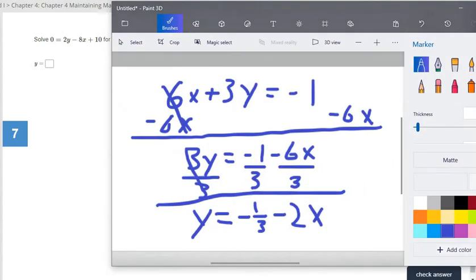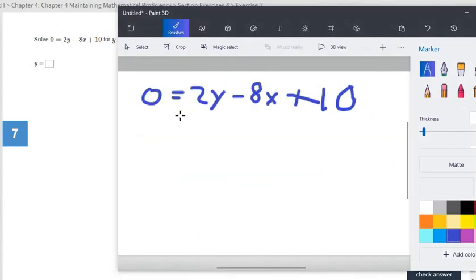All right, for our next one here. So here we have 0 equals 2y minus 8x plus 10. Again, it wants us to solve for y, so we need to keep manipulating this equation here until we have just y on this side of the equation, or this side. It doesn't really matter which side you go with. Now what we could do, we could add 8x to both sides, then subtract 10 from both sides, then divide, but we don't really need to do all that. Let's just go ahead and get our y over to this side of the equation.